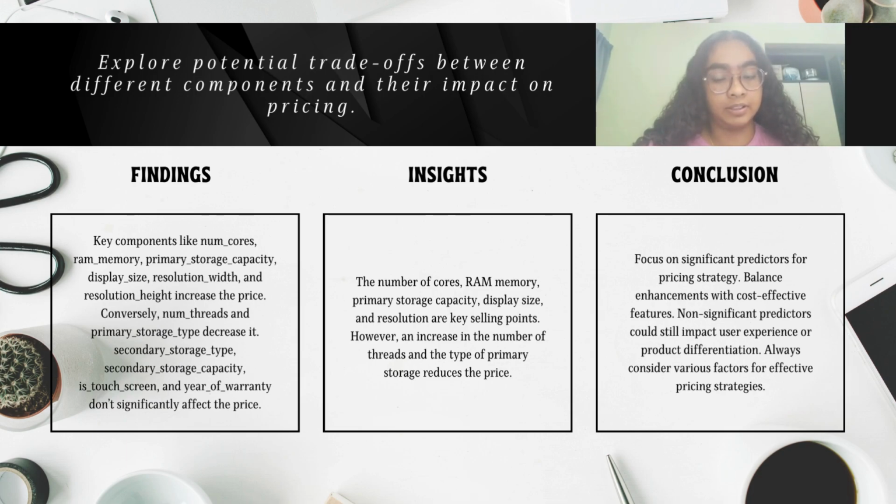For the insight, the factors that contributed to the pricing of a product are the number of cores, RAM memory, primary storage capacity, display size, and resolution, which appear to be key selling points as they significantly contribute to the price. However, an increase in the number of threads and the type of primary storage seem to reduce the price. The result could be due to various factors such as market demand, cost of production, or technology advancement, and warrants further investigation.